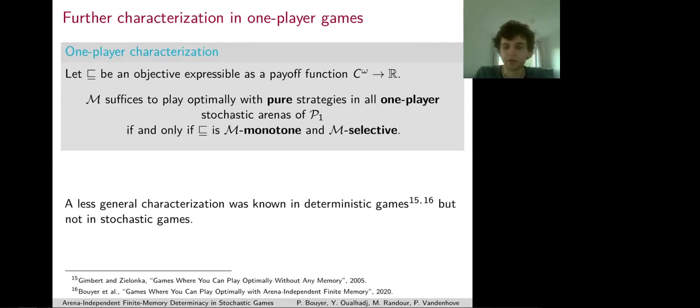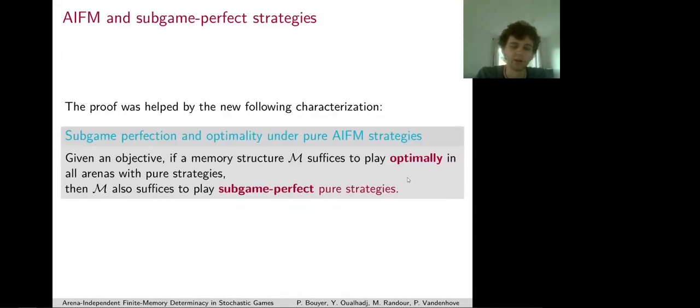This characterization was known in deterministic games, so both for memoryless and arena-independent finite memory strategies, but not in stochastic games. And the proof in stochastic games is actually quite a bit more involved than the proof for deterministic games. And we were helped by a third characterization of arena-independent finite memory strategies, which I won't spend too much time on since it's quite technical, but basically, if a memory structure M suffices to play optimally with no randomization, then M also suffices to play subgame perfectly, which is a stronger property than optimality.